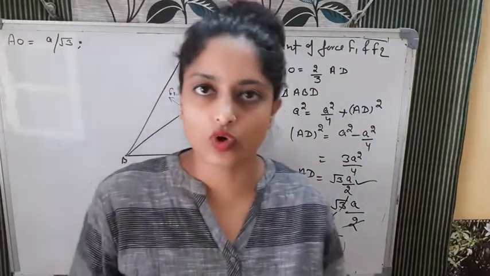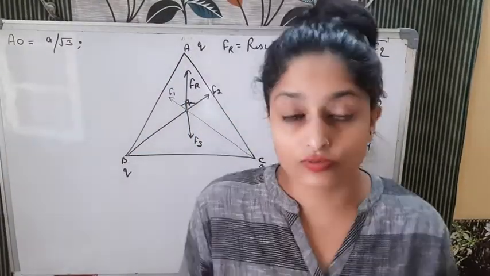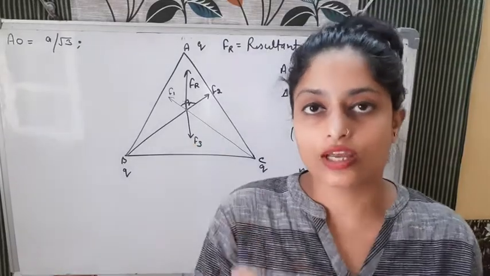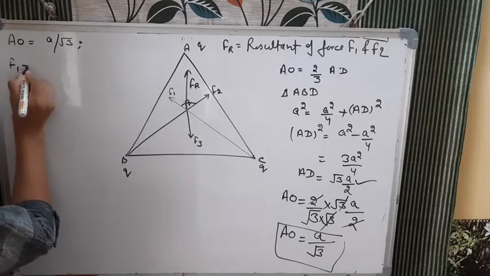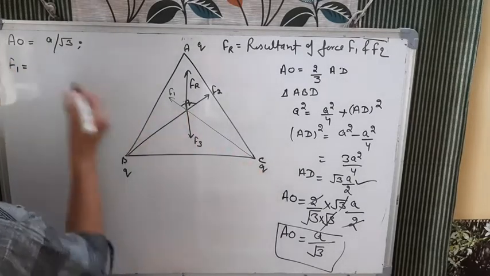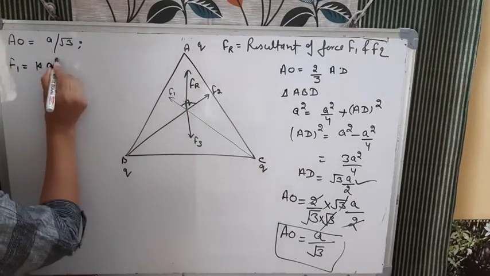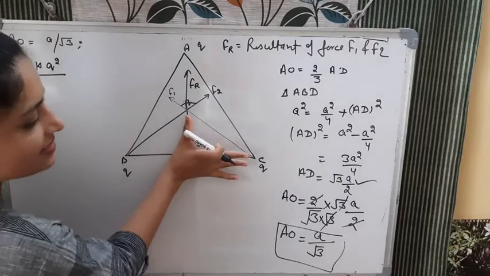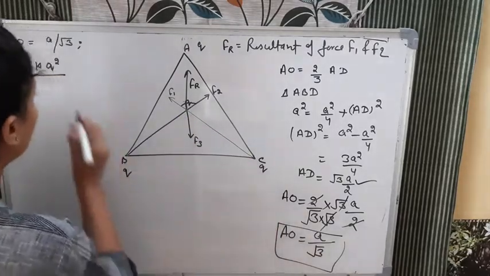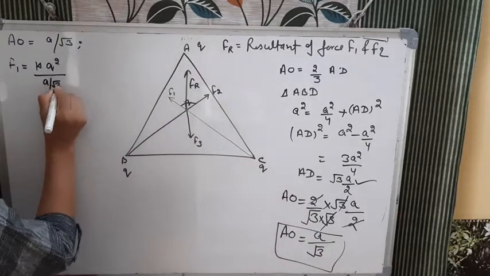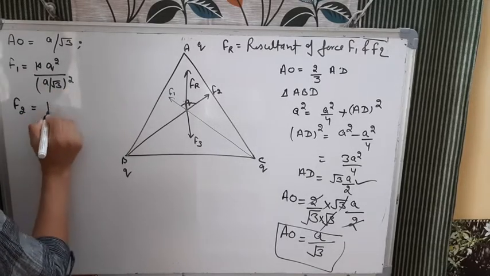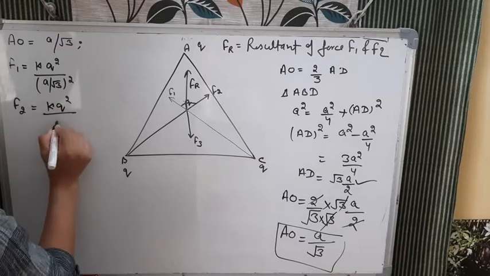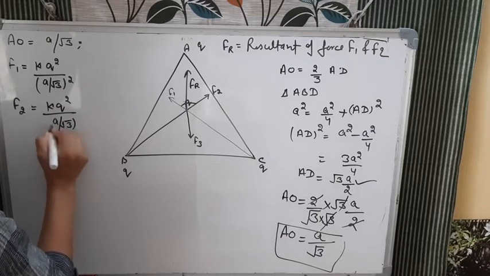सिंपल फॉर्मूला Coulomb's law, K into product of the charges divided by square of the distance between the charges. So see, F1 is equal to what? Q charge is here, Q charge is here. K Q square divided by this distance. This distance we already calculated, a by root 3. So a by root 3 square. Okay. Now F2, if we are calculating same way, K Q square divided by a by root 3 whole square.